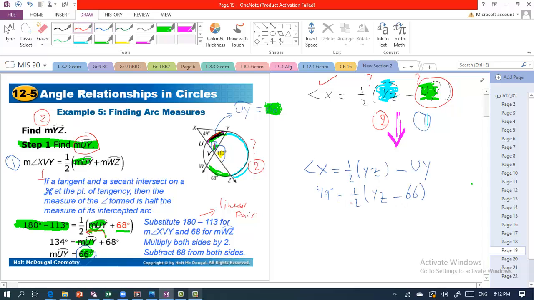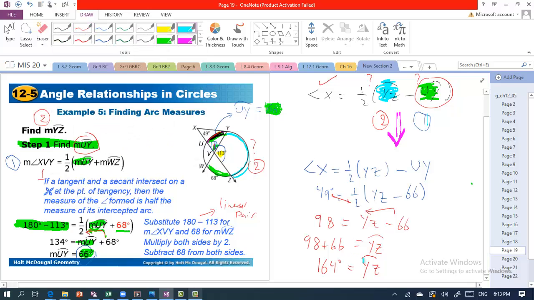Cross multiply, it means 98 is equal to YZ minus 66, which is UY. Take it to the other side. 98 plus 66 equals YZ, the arc. 98 plus 66 is 164, so my required arc is 164 degrees, the measure of the required arc. You can see here it is YZ, which is 164. That's it, done. So part 2, I have done it now in front of you.